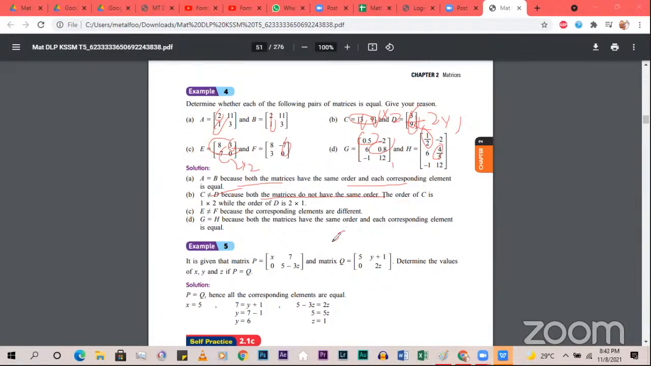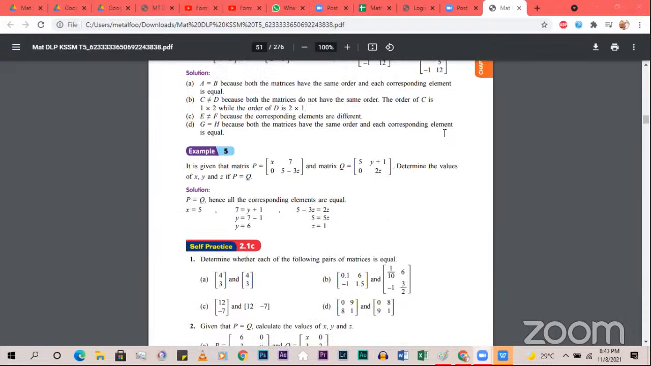Same order, and each corresponding element is equal. Determine the value of x, y, and z if P equals Q. So maybe it's the same. So x equals 5. Look, you see here it's the same.